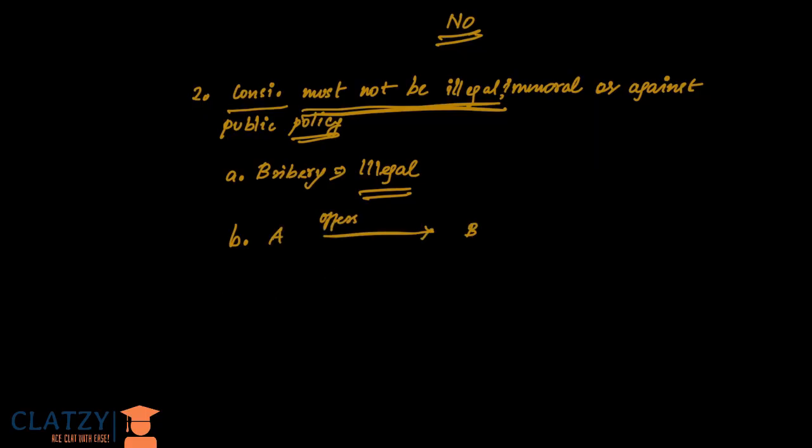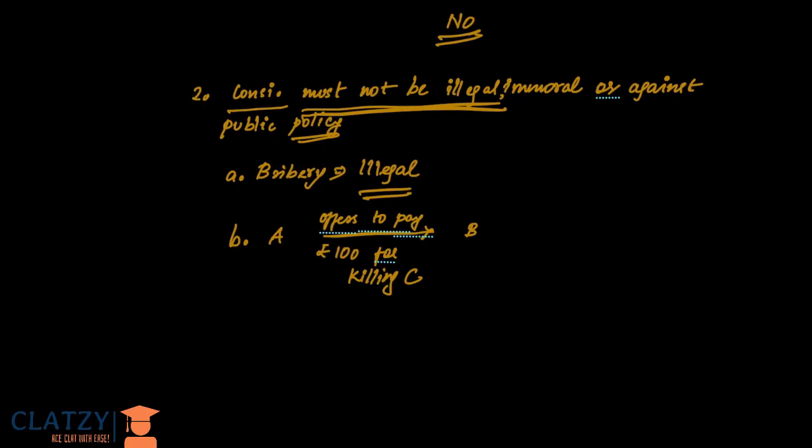Okay. Second example of a consideration that is illegal, it could be, let's say, A offers to pay rupees 100 to B for killing C. A tells B that if B goes ahead and kills C, A will pay B 100 rupees. What is the consideration to be paid by A in this case? Consideration to be paid by A is rupees 100. Question: is the consideration valid?